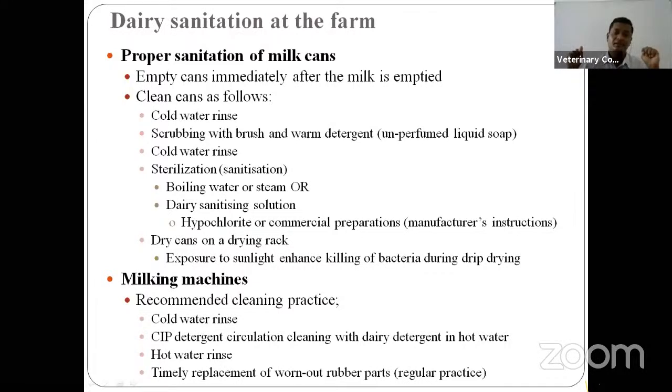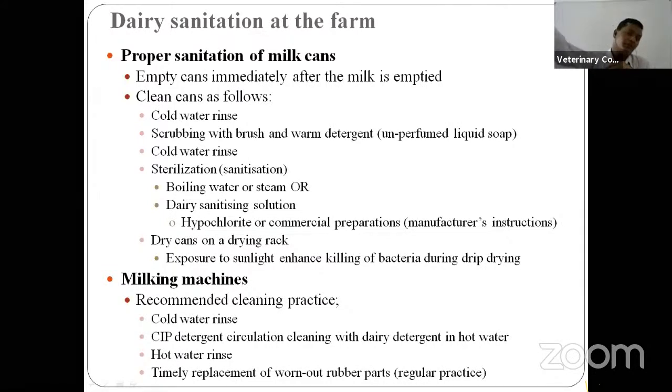Drying the can means you keep it inverted. Wherever possible, you blow hot air so that it becomes dry. Or if no facilities are available, simply keep it upside down with good aeration. That will enhance the efficiency of this entire process. This is how, at the end of usage, the cans have to be sanitized, if not sterilized, and kept ready for the next use.